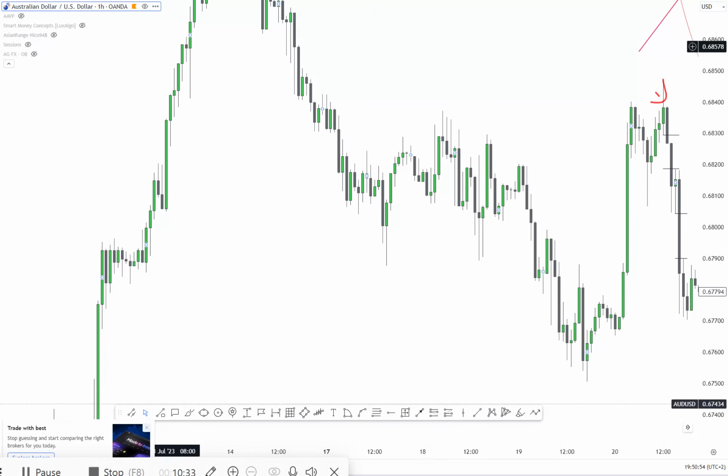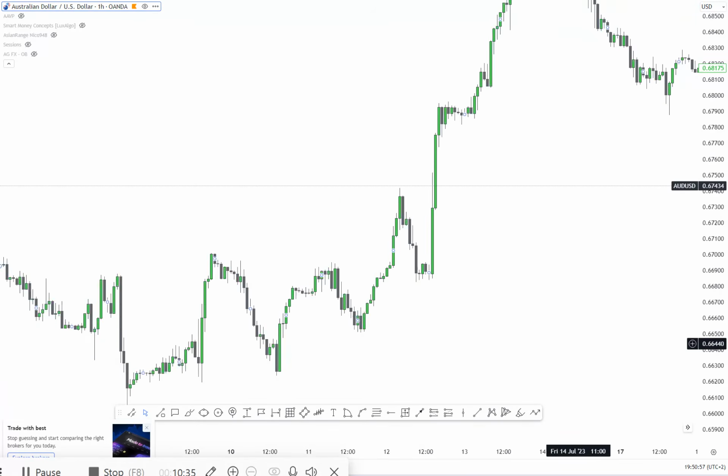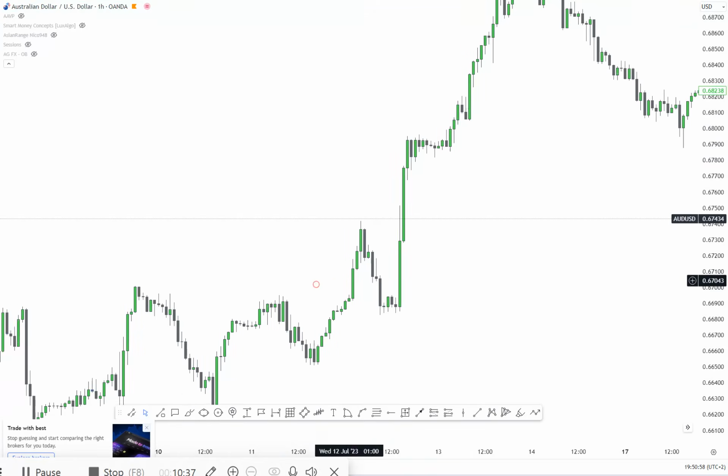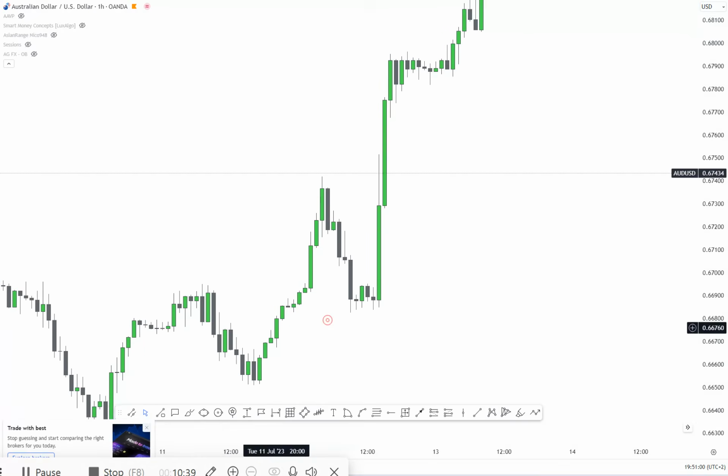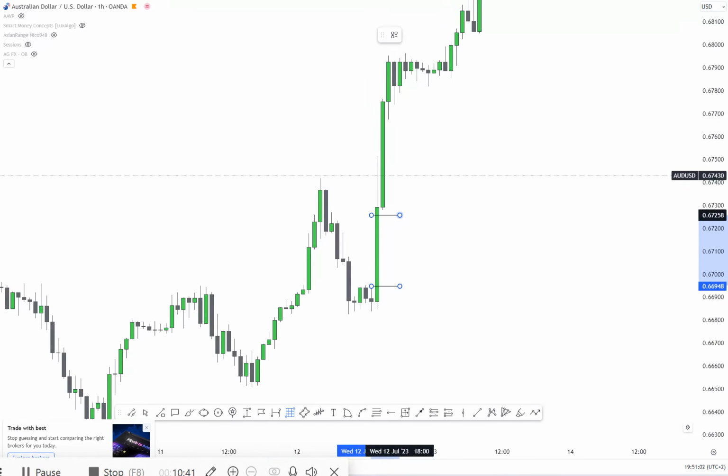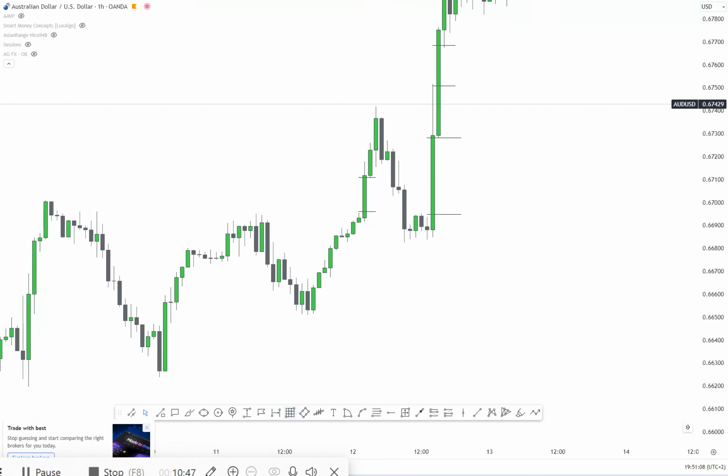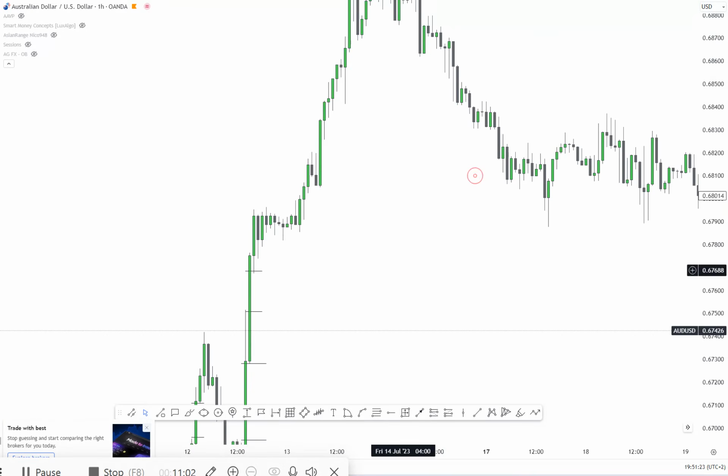So the second question is how to trade the imbalance. Now we have just learned how we can find the imbalance in the market. Now we can see here is our imbalance, here is our second imbalance, here is your imbalance, here is your imbalance, here is your short imbalance as well, here is your imbalance, here is your imbalance point, here is your imbalance. So everywhere is imbalance in the forex market.